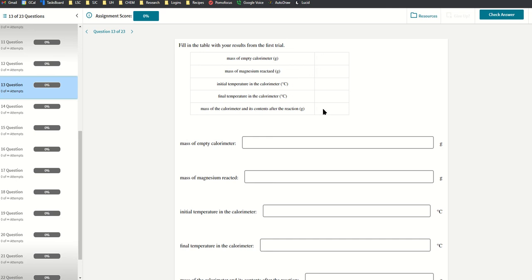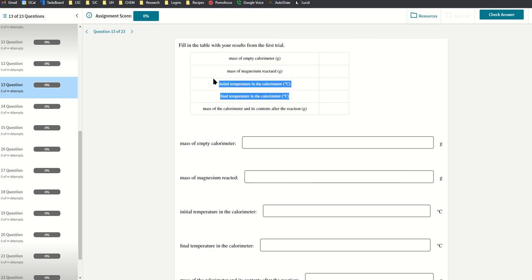This is all relevant, okay? So this is your mass of magnesium reacted. Now, the reason this is important is because you will use this to calculate moles. So I would suggest taking notes as you're listening to me. So mass of magnesium reacted, you're going to use that to calculate moles.